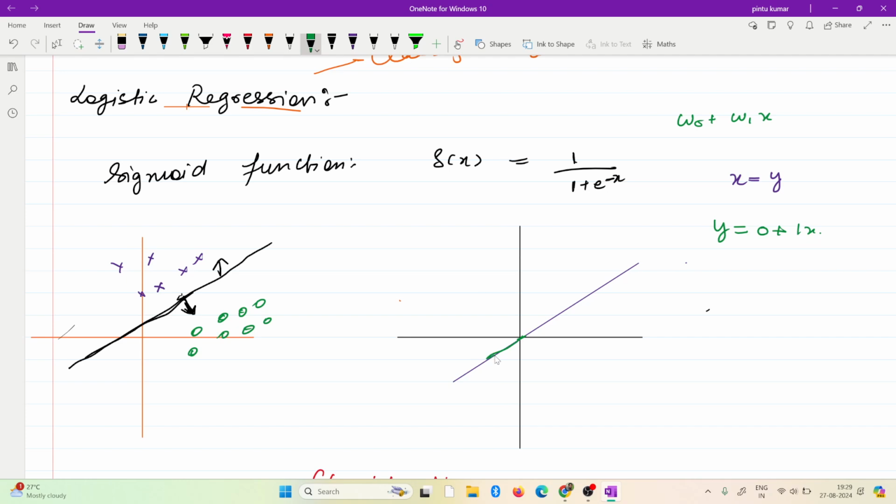Right? This is my line x is equal to 1. So if I make a vector out of it, the vector is given by 0, comma 1, right? I think I'm correct.